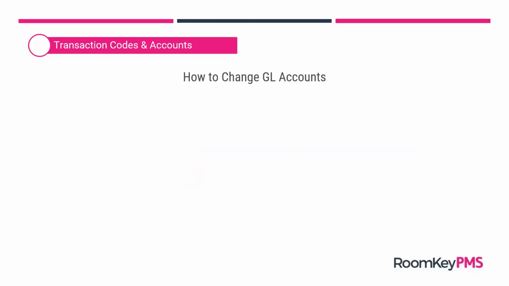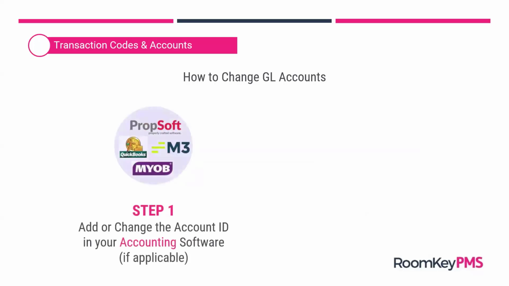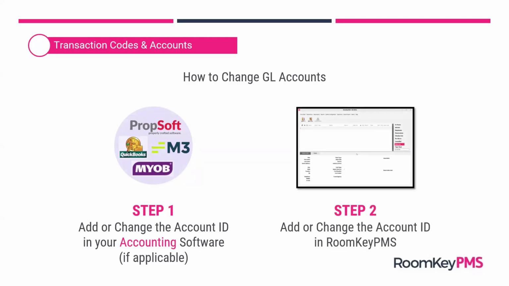Last thing that we're going to take a look at here in transaction codes and accounts is how to change a GL account. Once again, you're going to start from your accounting software platform. You want to make the change to the account ID in that platform first. And then step number two is to add or change the account ID in RoomKey. And I have a little video here that's going to show us how to do that as well.